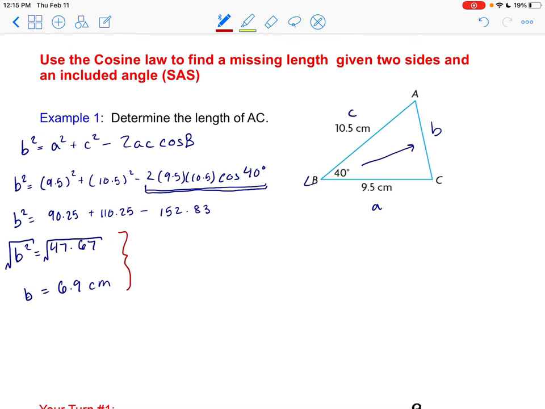A couple of reminders for these types of problems. A common mistake is people forget to do the square root. So don't forget to take the square root.